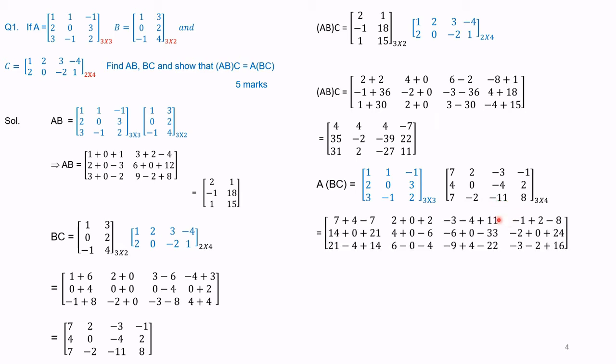Multiplying, we get first row into first column. Next item, first row, second column. First row, third column. First row, fourth column. So we complete the first row of A into BC.